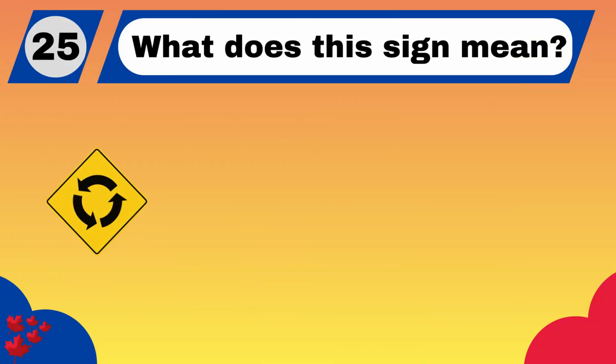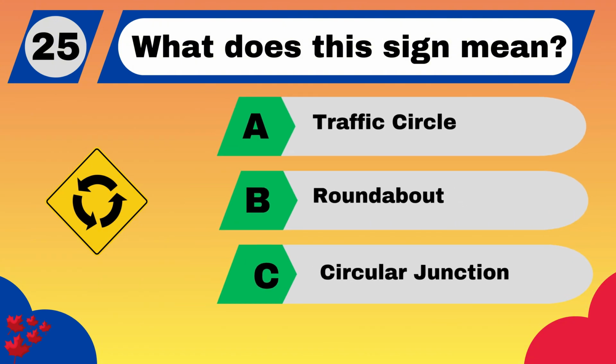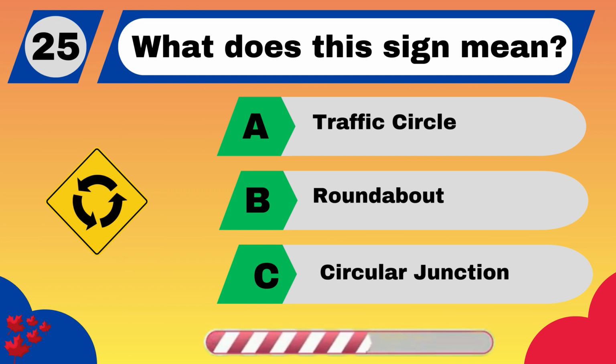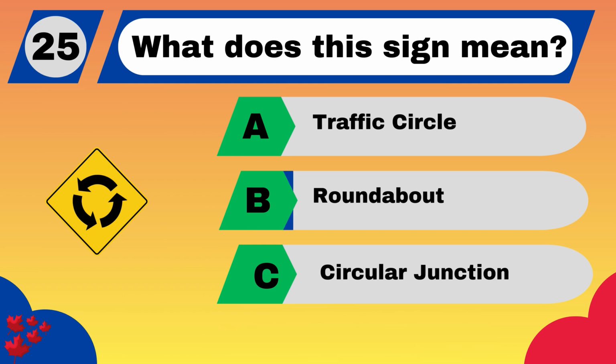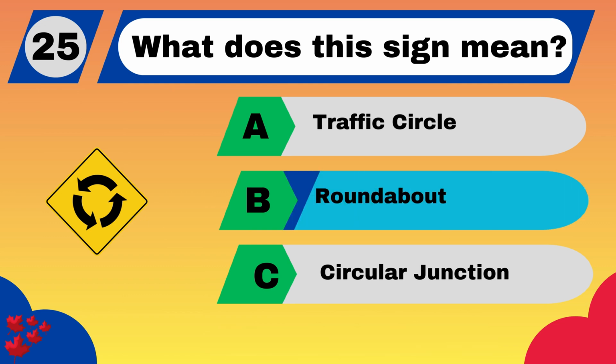Question 25. What does this road sign mean? A. Traffic circle. B. Roundabout. C. Circular junction. You got it! B. This sign indicates a roundabout ahead.